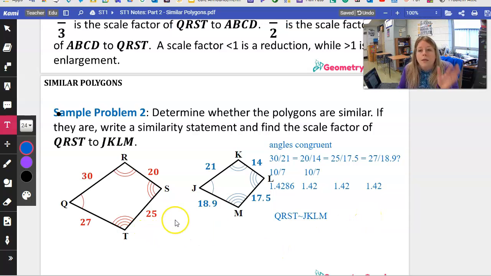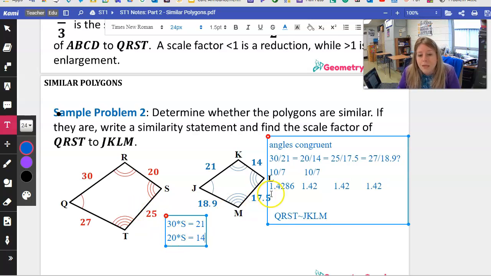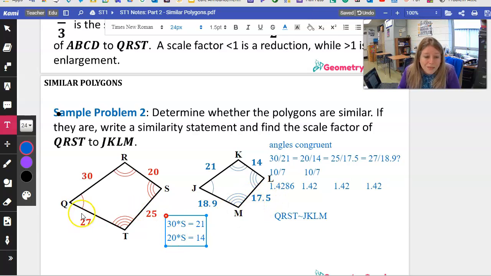The scale factor is what am I multiplying each side by? So like 30 times something, I'm going to use S, equals 21. 20 times S, this S is for scale factor, equals 14. 25 times S equals 17.5. 27 times S equals 18.9. I just had to find that S. So I'll work with this bottom one and I'll solve it for S.